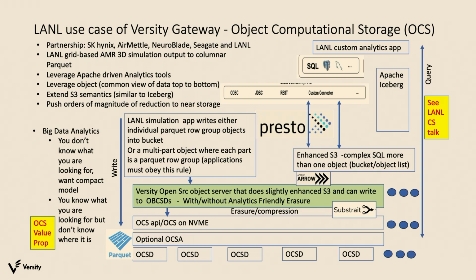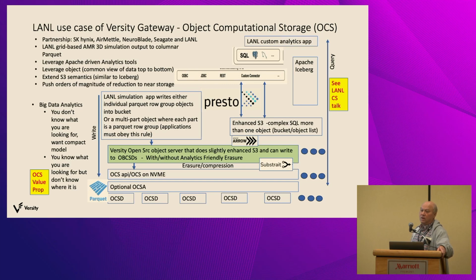It's object-based. Why is it object-based? Because if you're going to push down some piece of the reduction part of the analytic as far down close to the device as possible, the device needs to understand what's there. It can't just be blocks. It has to understand that this object made up of these blocks is a Parquet row group. So it's hard to do that with block. You can do that with object. You can do that with file. We chose object because we thought file was probably a pretty heavyweight thing to do at the device. It's not impossible, but hard.